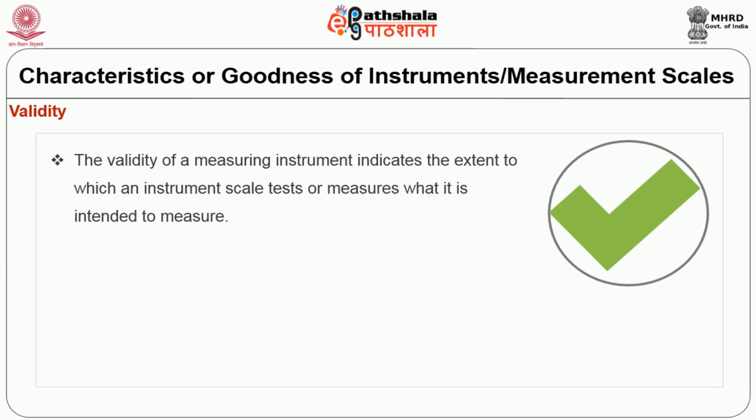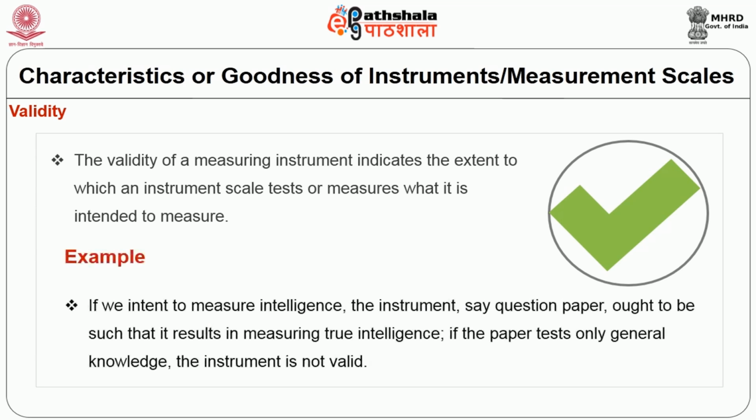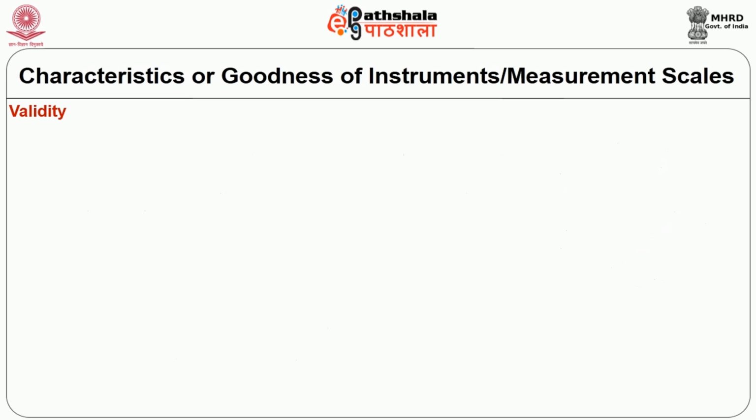Validity. The validity of a measuring instrument indicates the extent to which an instrument or scale tests or measures what it is intended to measure. For example, if we intend to measure intelligence, the instrument, say the question paper, ought to be such that it results in measuring true intelligence. If the paper tests only general knowledge, the instrument is not valid.